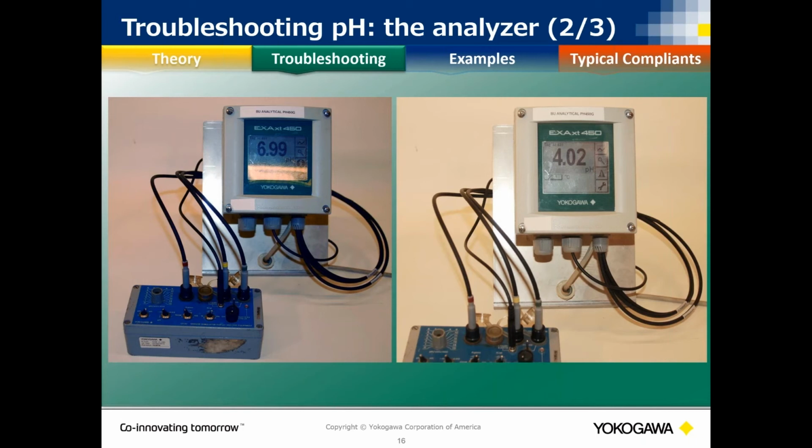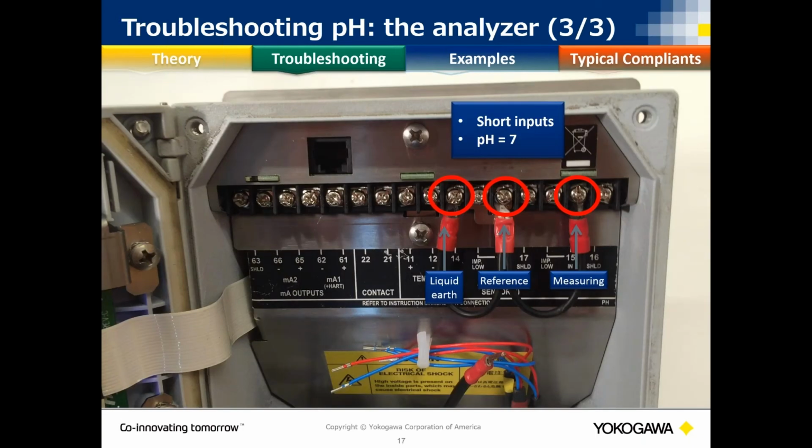Some people get this kind of simulation confused with the 4 to 20 milliamp output simulation. That's completely different. That is just saying that my 4 to 20 output is scaling to my DCS or my PLC correctly. So this is the millivolt reading, the live reading into the analyzer itself that we're looking at.